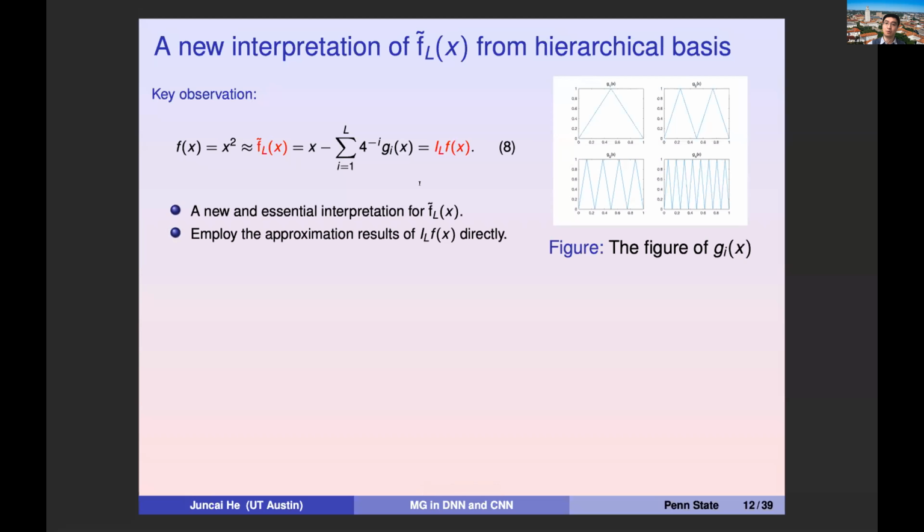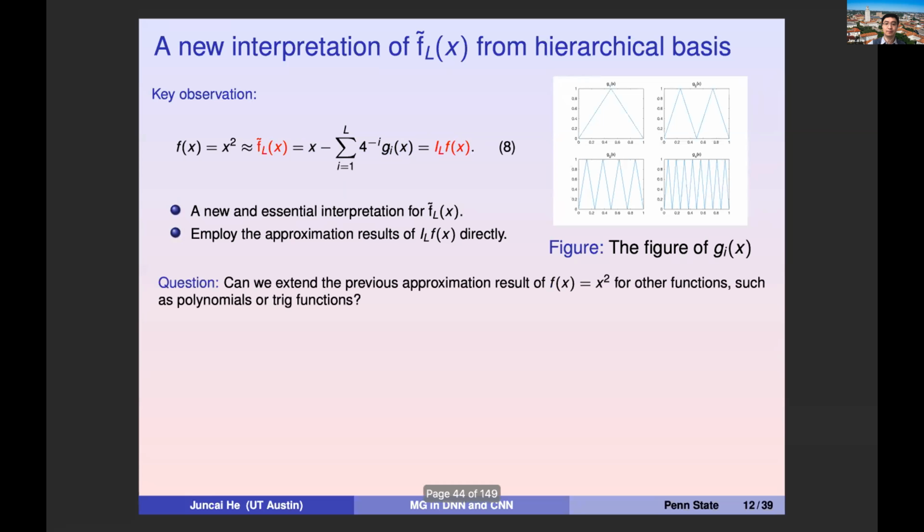So based on this key observation, we can have a new and essential interpretation for this DNN structure, of why this f tilde should look like this. In some sense, you just rewrite this uniform interpolation using this kind of hierarchical approximation. The key idea is that this g_i is defined by the summation of the hierarchical basis functions on each level.